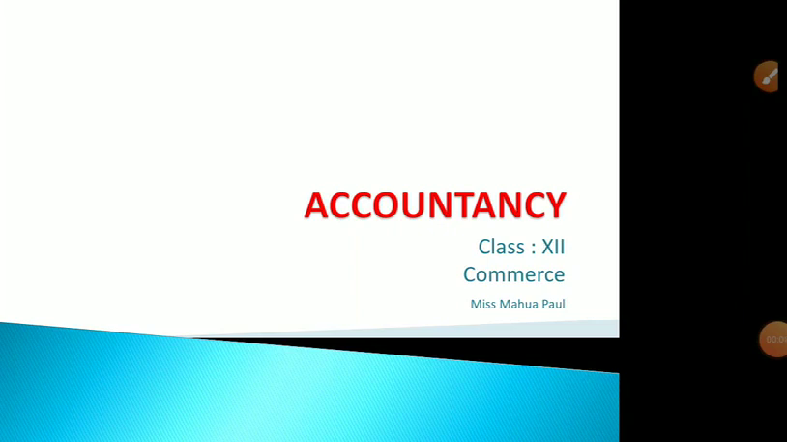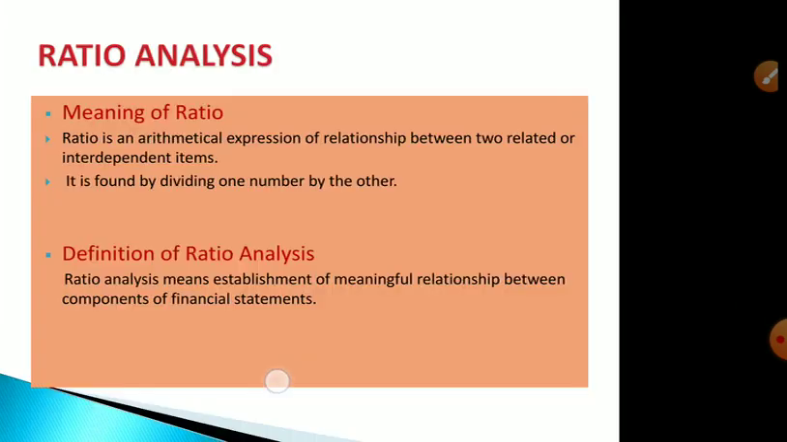We are going to start this session with chapter 13 from volume 2, and the name of the chapter is ratio analysis. We are quite familiar with the term ratio, which is an arithmetical expression of relationship between two related or interdependent items. It is found by dividing one number by the other. The definition of ratio analysis is: ratio analysis means establishment of meaningful relationship between components of financial statements. Financial statements generally means the balance sheet or the statement of profit and loss.